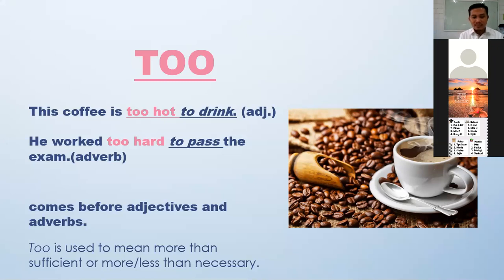Or this shirt is too big. Ya, terlalu besar. Ya, yeah. So that is what we mean by more than sufficient. Lebih dari cukup atau lebih atau kurang dari yang dibutuhkan. Ya, terlalu berlebih dari yang dibutuhkan atau terlalu kurang dari yang dibutuhkan. That is the function of too. Sufficient means cukup, ya.